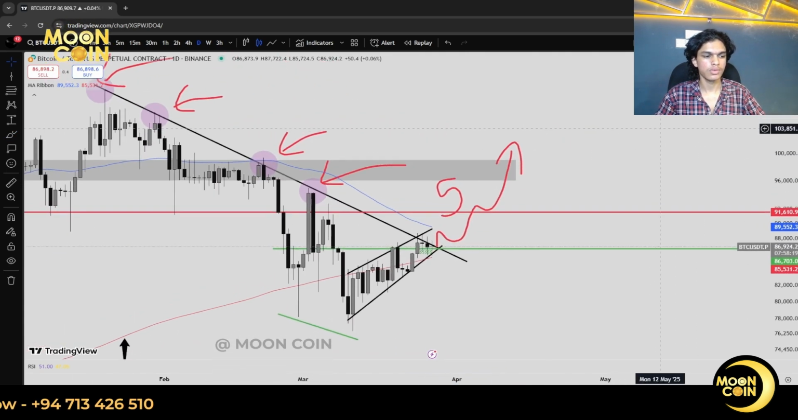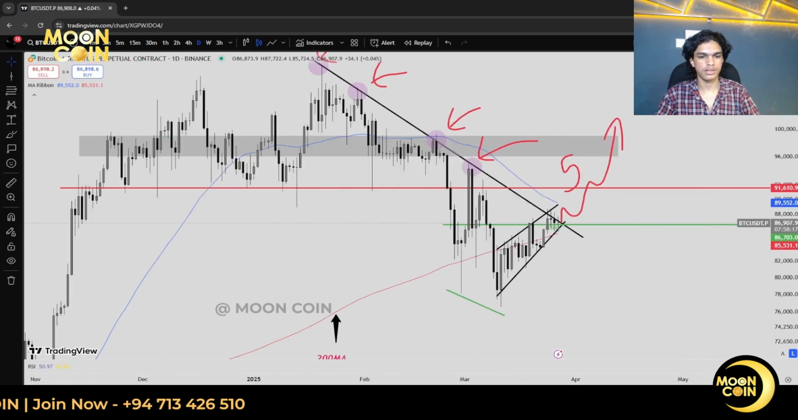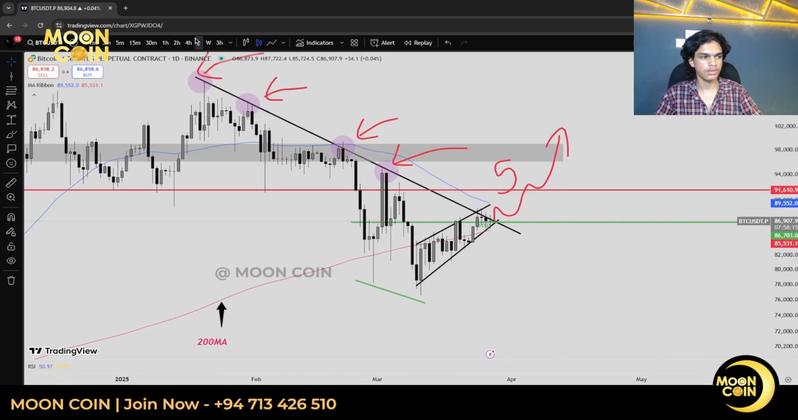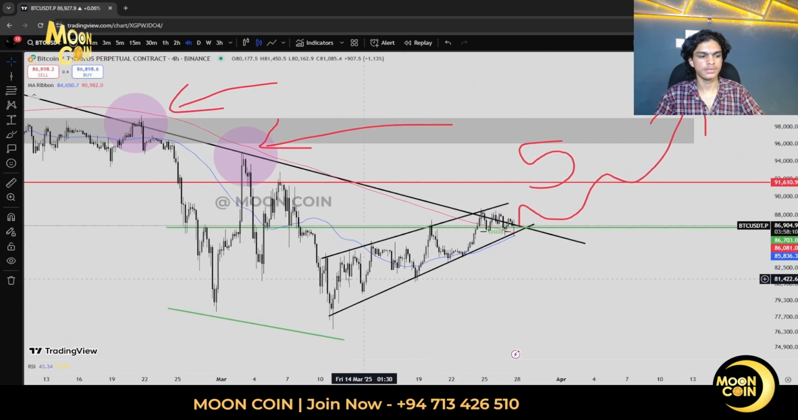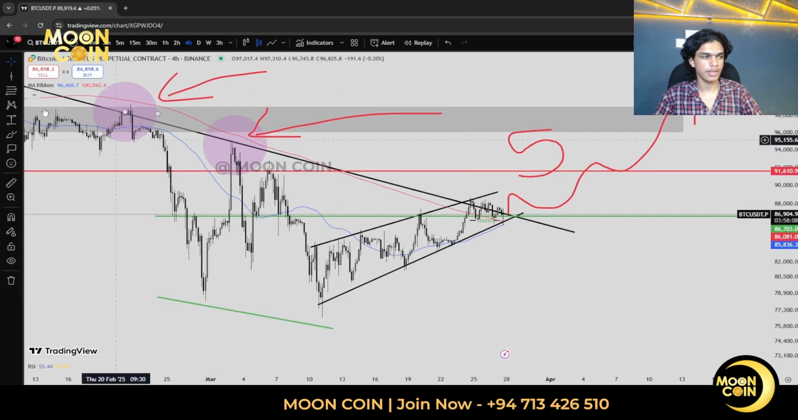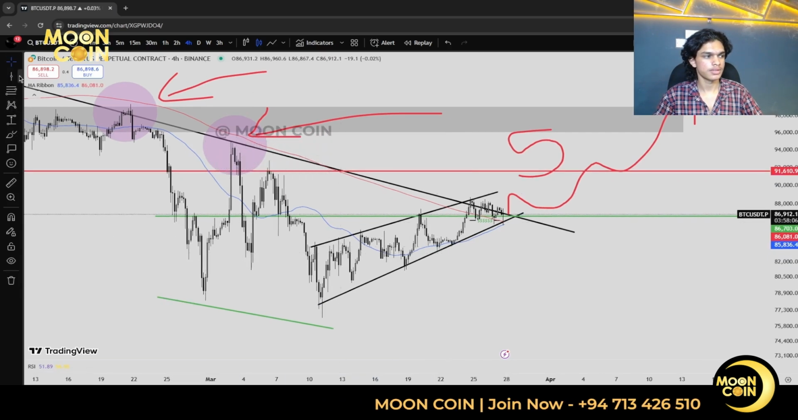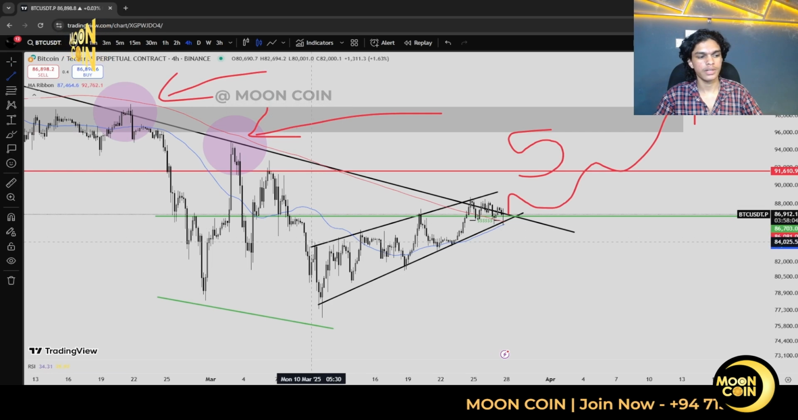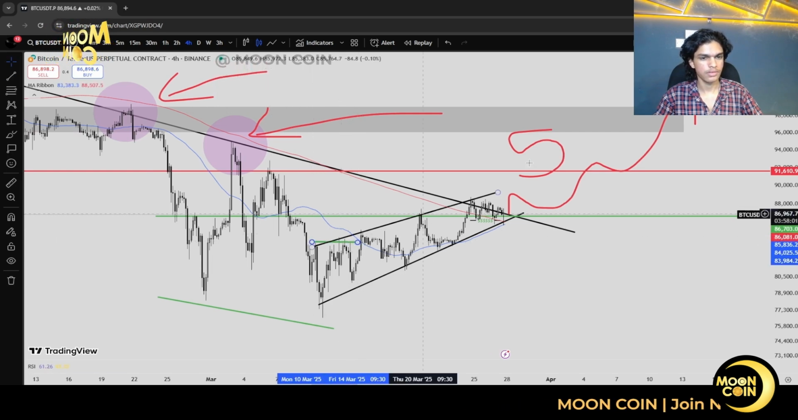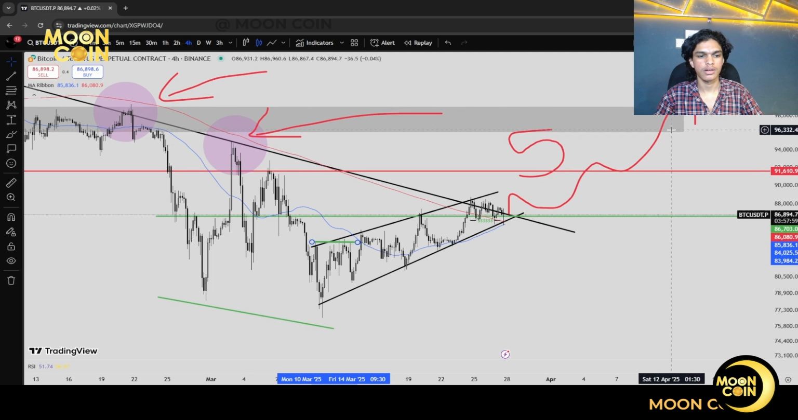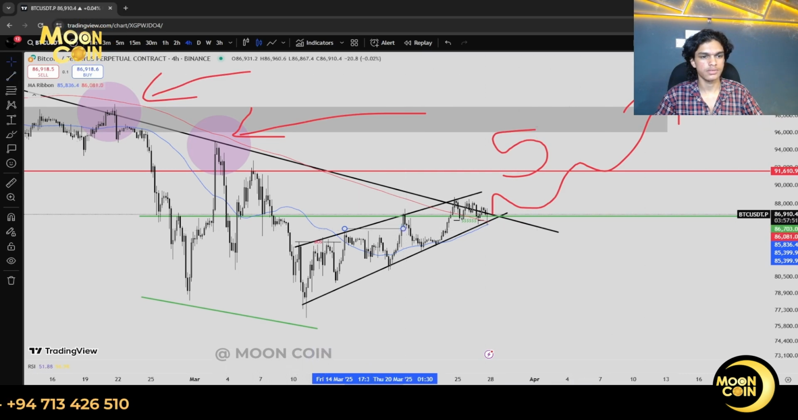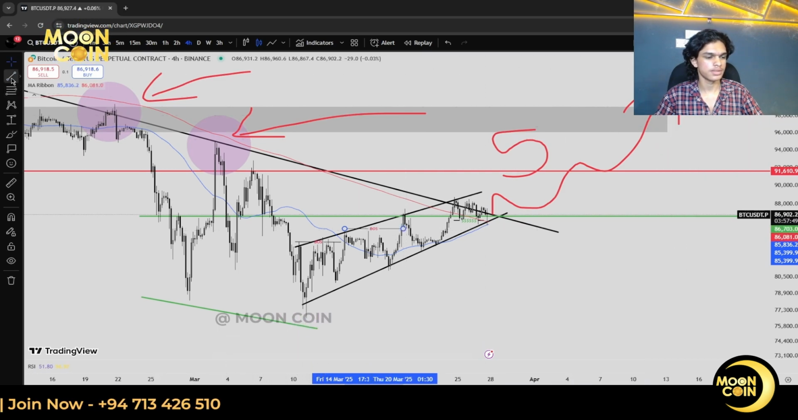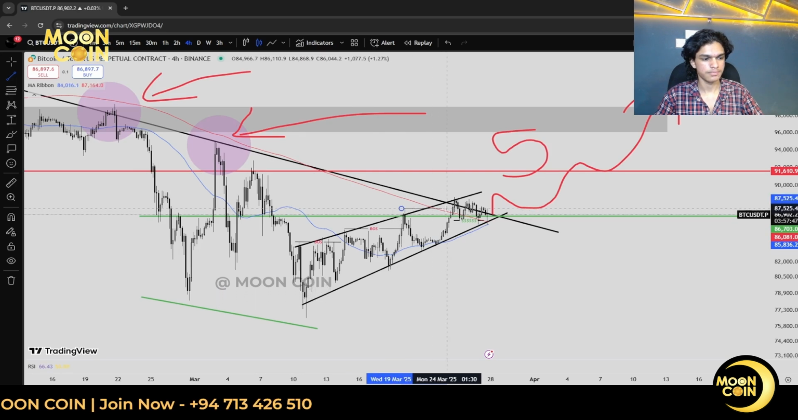So let's go deeper into the chart and see what's happening. As you can see, in the 4-hour time frame we have this channel pattern. Why do I say this is a channel pattern? Because you see we have some breakout structures here, making higher highs and lower highs. You have breakout structures here, so I consider it a channel pattern.